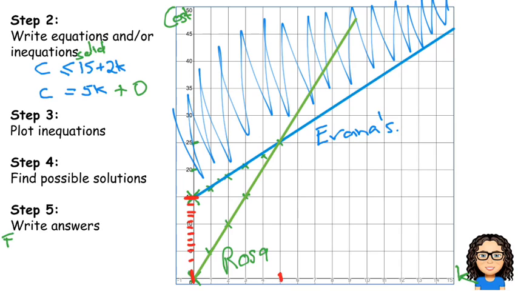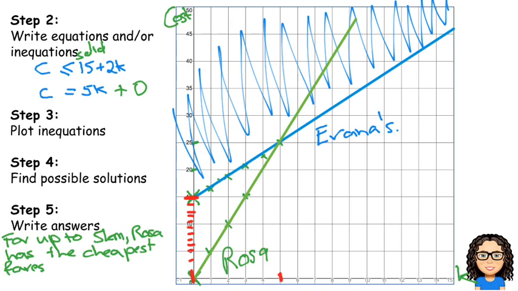So we're going to say for up to 5 kilometres, Rosa has the cheapest fares. And after this, Arana's fares are cheaper. And there's our answer.